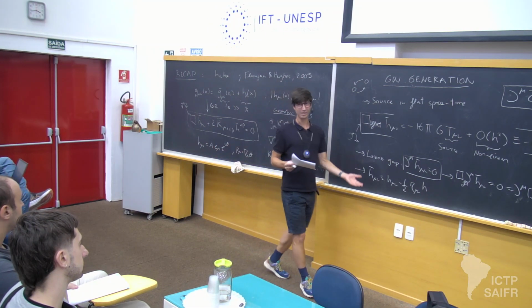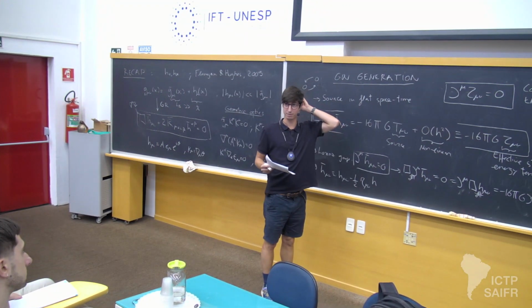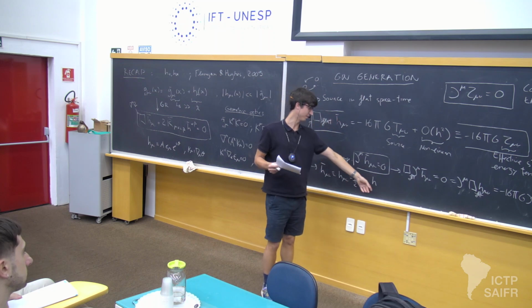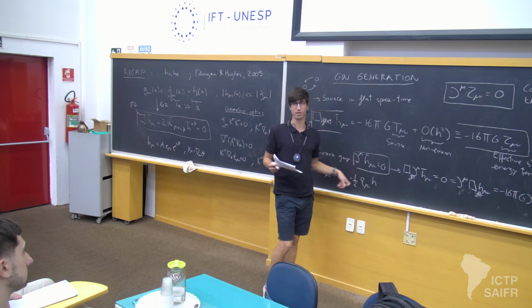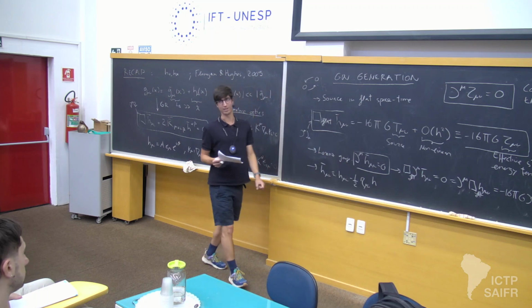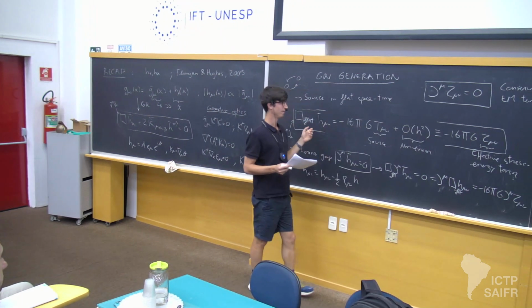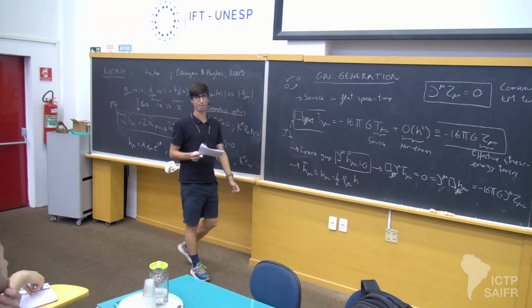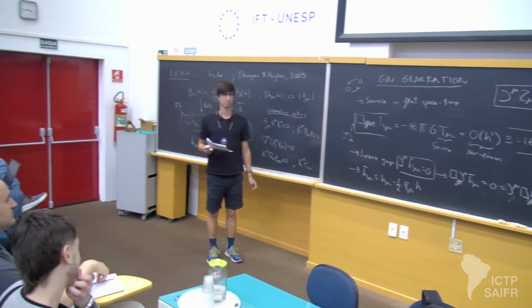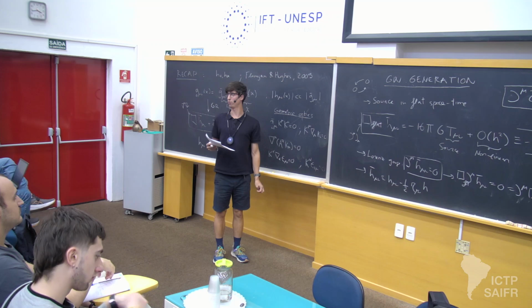At the end, when you focus on the transverse and traceless gauge, you don't care because the trace is 0, so then they are the same. But here, before doing that, this is the general part. More questions?